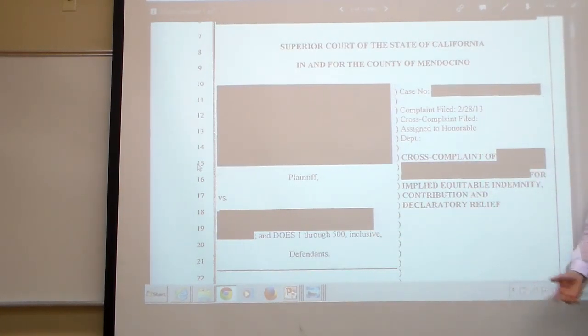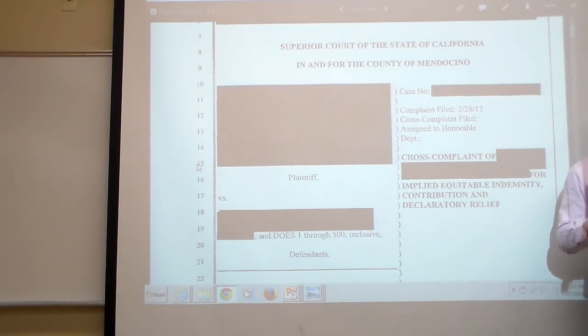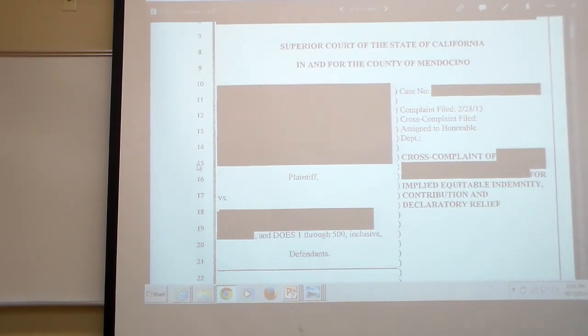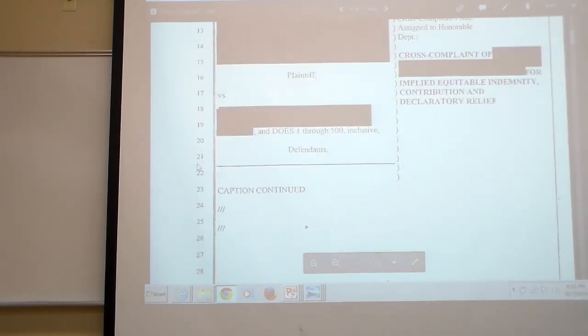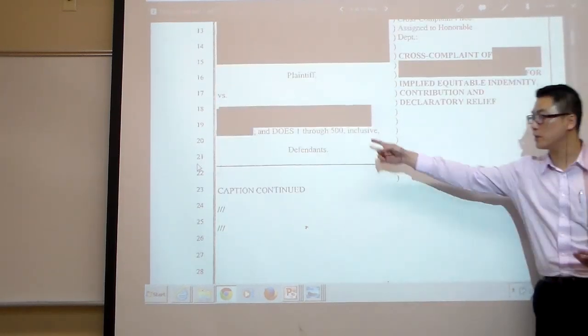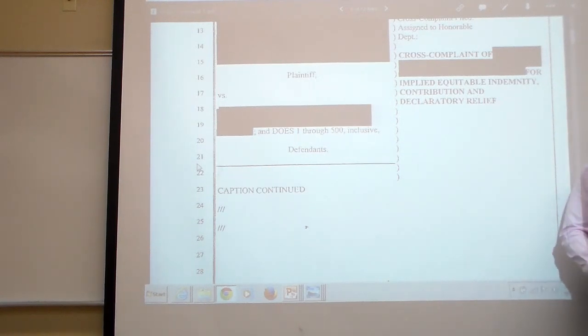1 through 500. So they're reserving 500 spaces to sue more people. I don't know why. I think they probably just hit the zero one more time by mistake. Is that the highest you've ever seen? No, I've seen 2,000.